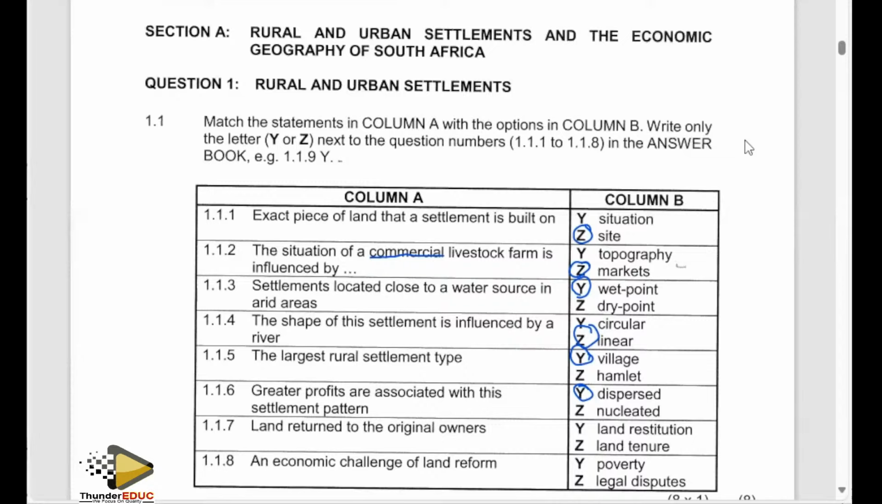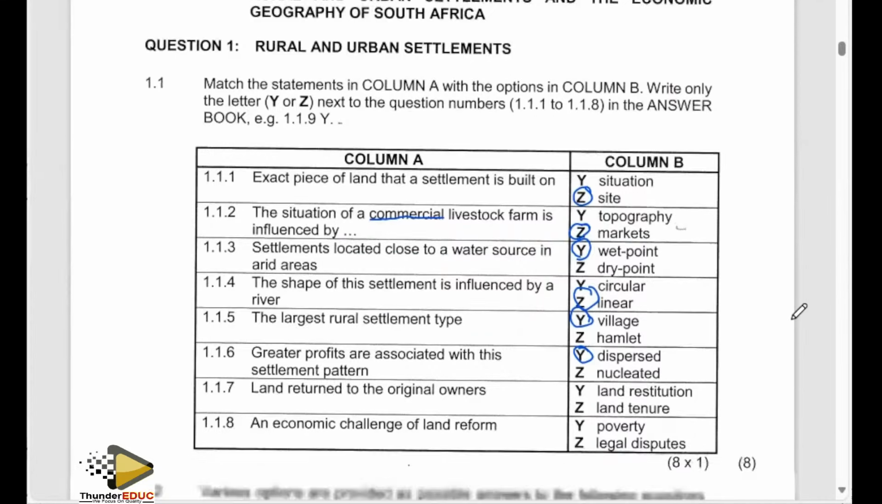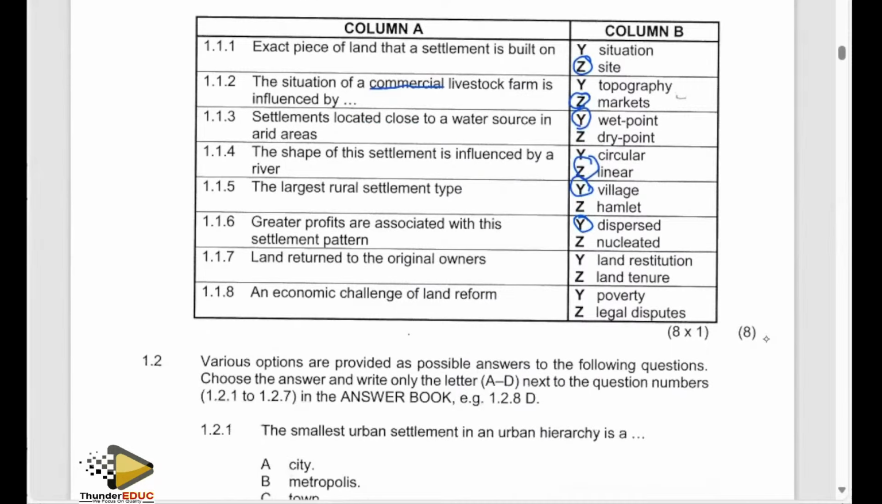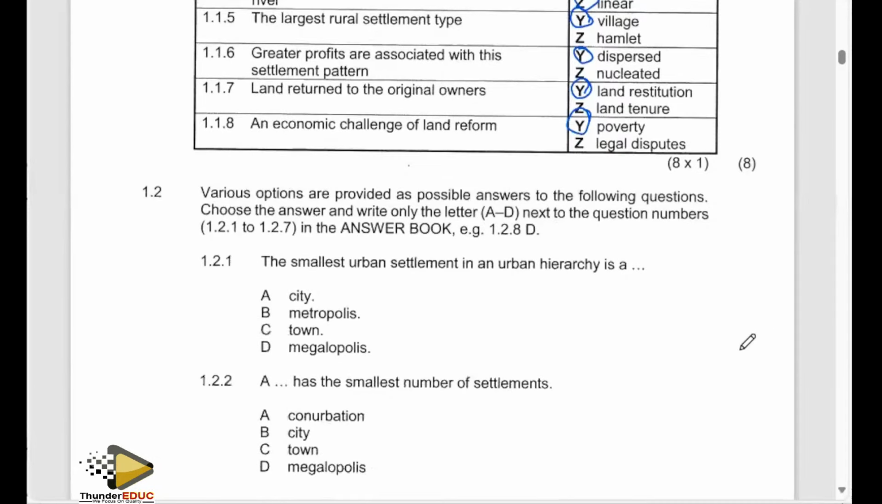Then land returned to the original owners, right? When we are returning land to the original owners, we are restituting. So the correct response is land restitution for that question. Then economic challenge of land reform. We're looking at something which is economic there. Between the two, which one is economic, poverty or legal disputes? Legal disputes is political. Poverty is a socio-economic issue. So the correct response. Right, I'll move on to the next question.